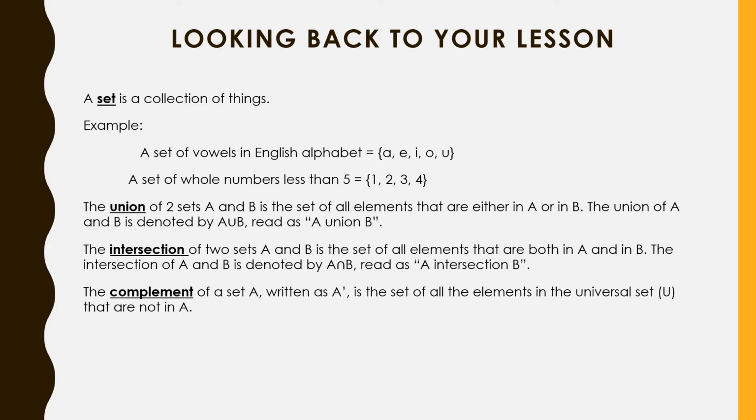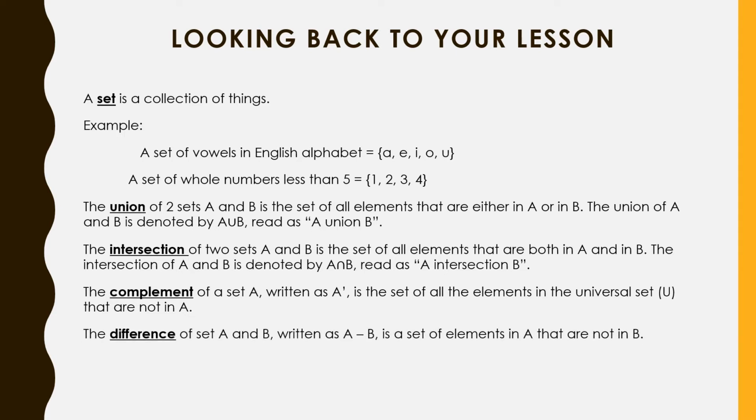The complement of set A, written as A prime, is the set of all elements in the universal set U that are not in A. The difference of sets A and B, written as A minus B, is the set of elements in A that are not in B. Okay? I am sure you understood all of that from the previous 2 videos. But if not, we will learn more on this topic.